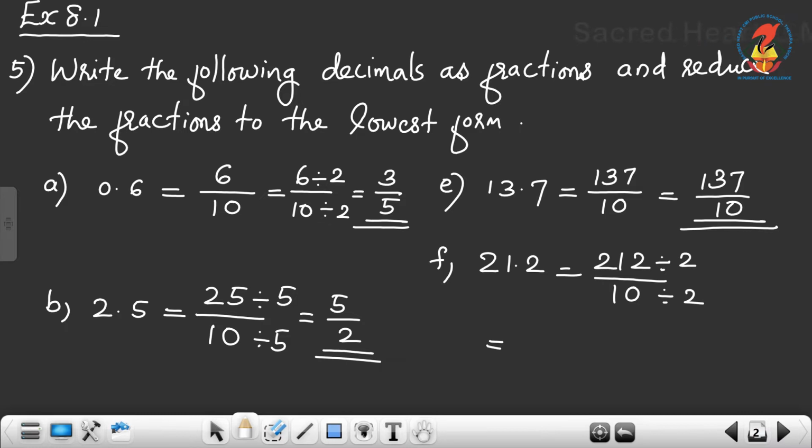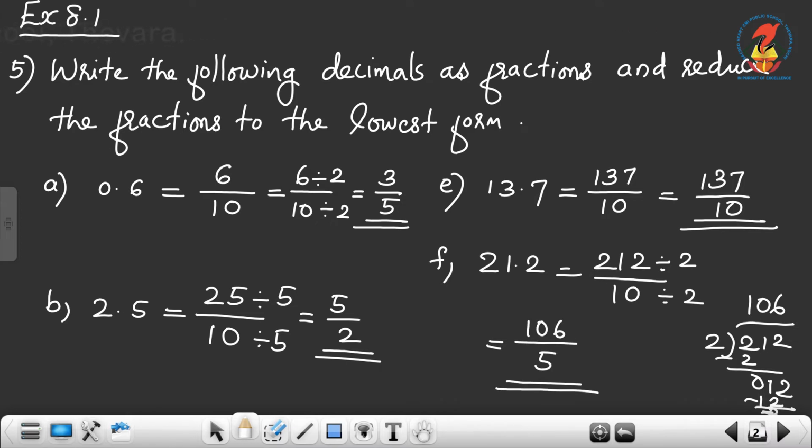Then 212 divided by 2: 2 divided by 2, 1 time, then bring 1 down, not possible, so put 0, then bring 2 down, 2 sixes are 12. So 106 divided by 5. So the lowest form is 106 by 5.